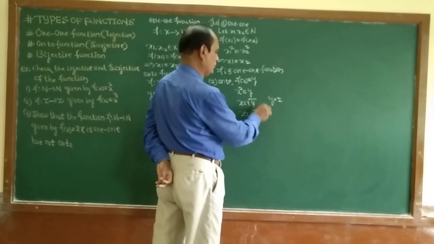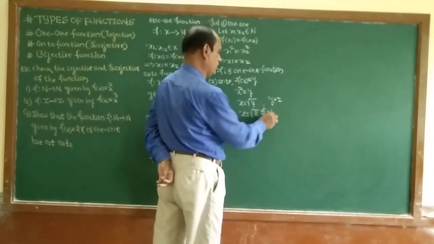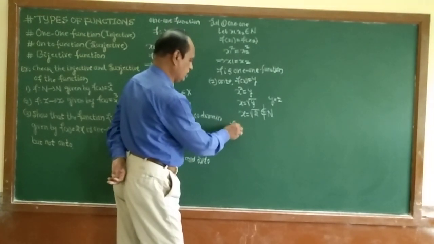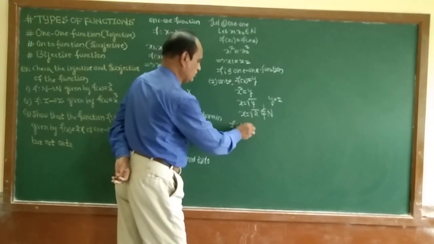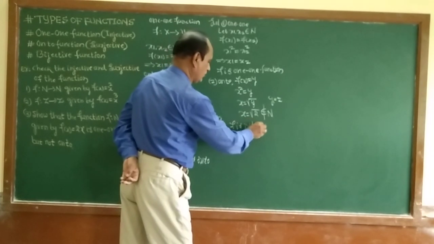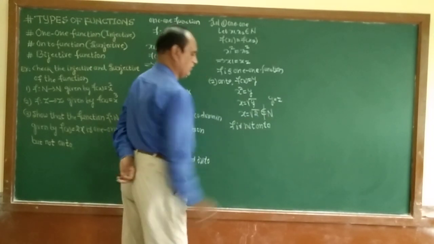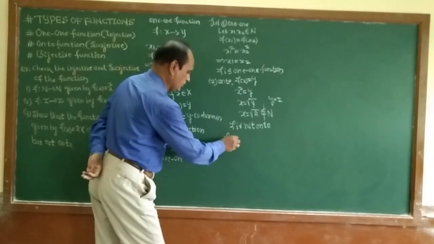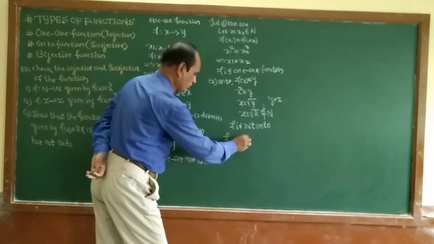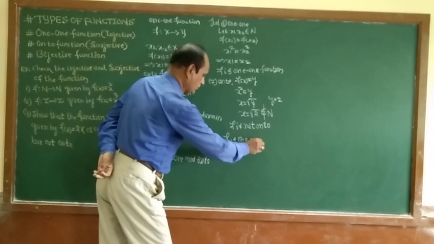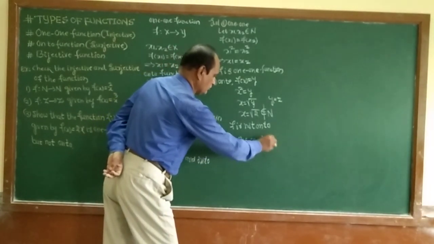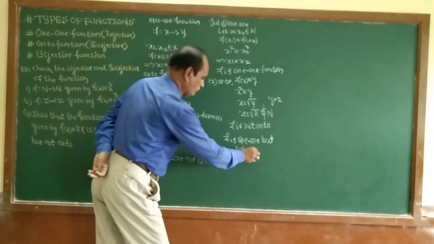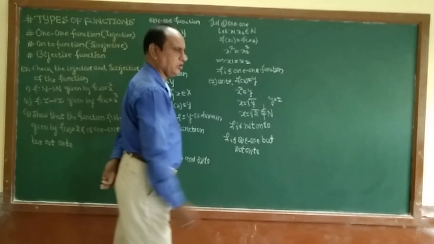Square root of 2 does not belong to the natural numbers N. Therefore the function f is not onto. So finally, write: therefore the function f is one-one but not onto.